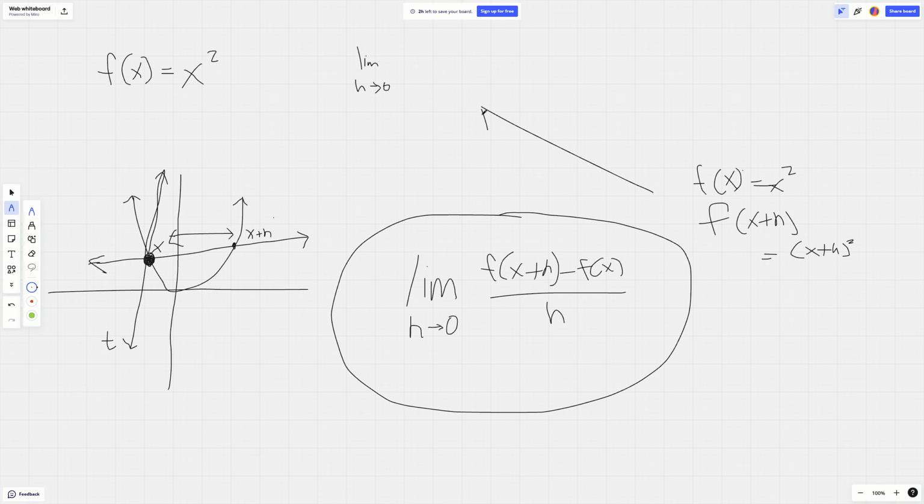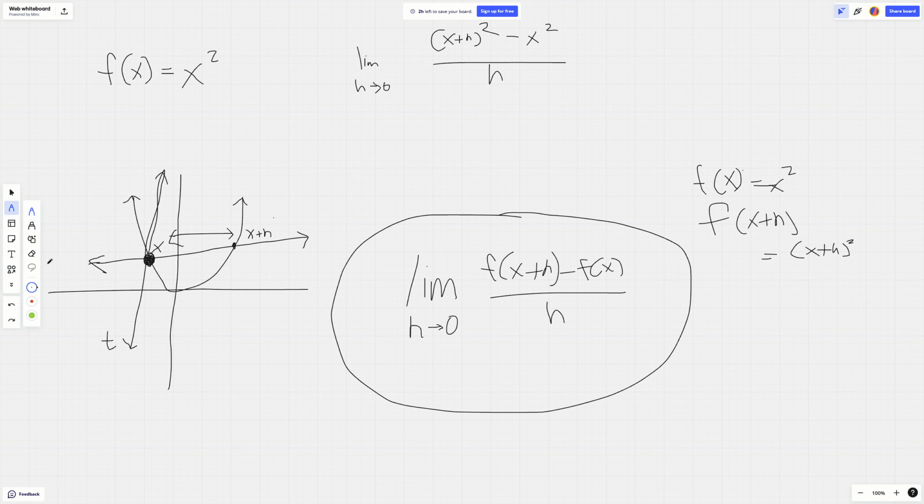And so if you plug that in back here, we get the limit as h approaches 0 of x plus h squared minus f of x, which is just x squared, divided by h. So obviously, as you see here, we can't directly substitute 0 in for h, because then we'd be dividing by 0. That's not allowed. We're breaking the rules of mathematics. So we actually expand this out and then cancel out some terms until we can directly plug in 0 for h. So how do we do that?